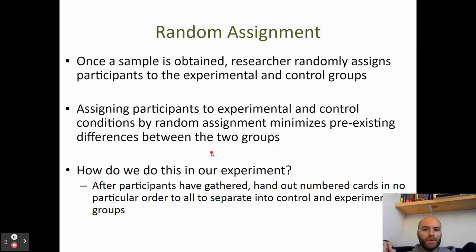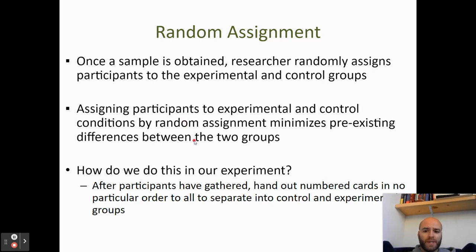Now, once a sample is obtained, researchers randomly assign participants to the experimental and control groups. So we did our representative sample, we did our random selection. Now we need something called random assignment. We need to randomly assign our teachers to either that experimental group or that control group. We do this because by random assignment, we're minimizing pre-existing differences between the two groups, and we make it even more generalizable or applicable to the entire population when our research is finished.